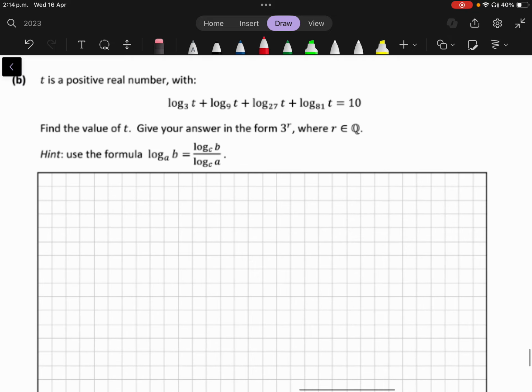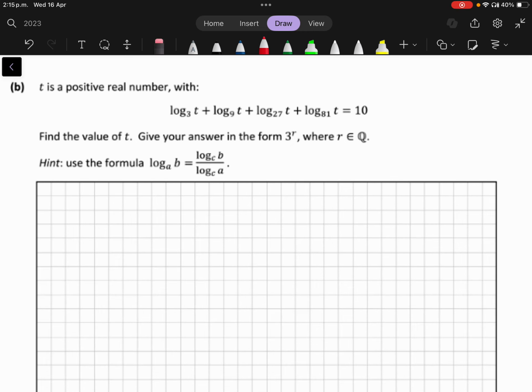The last question for today is: t is a positive real number. Log base 3 of t plus log base 9 of t plus log base 27 of t plus log base 81 of t is equal to 10. If you notice here, the main thing is that the bases are different. Find the value of t. Use the change of base formula. They've already given the change of base formula. So how will you work on this?